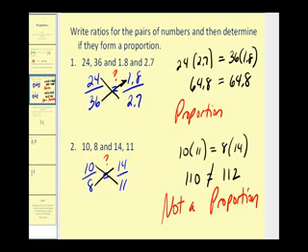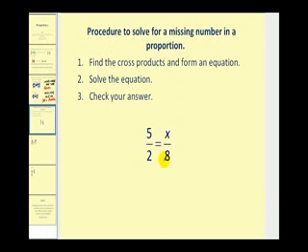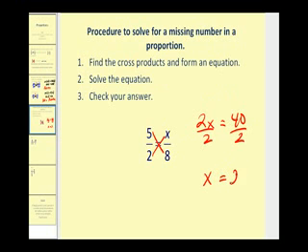Now we're going to talk about how we can solve a proportion if one of the four numbers is missing. And here's the procedure. We'll first find the cross products to form an equation, then we'll solve the equation, and then we'll check our answer. So since we know these are equal to each other, the cross products must be equal. I always like to do the cross product that involves the variable first. So 2 times x would be 2x. Must equal 5 times 8, which is 40. So now we solve this equation by dividing both sides by 2, and we have x equals 20.